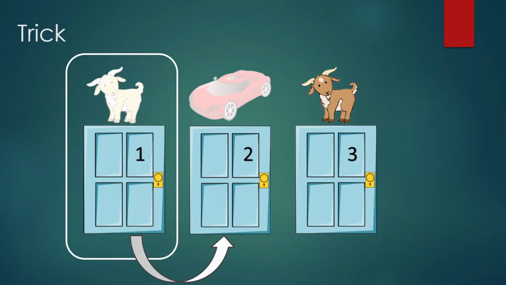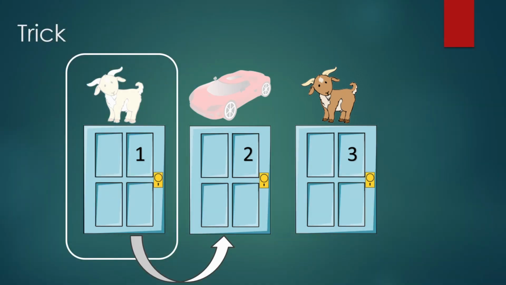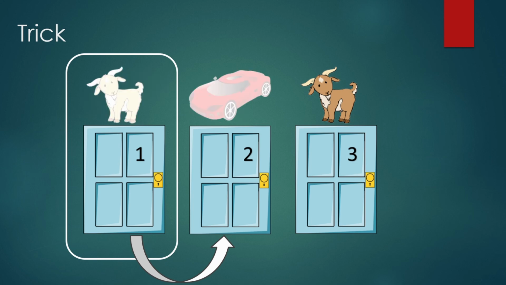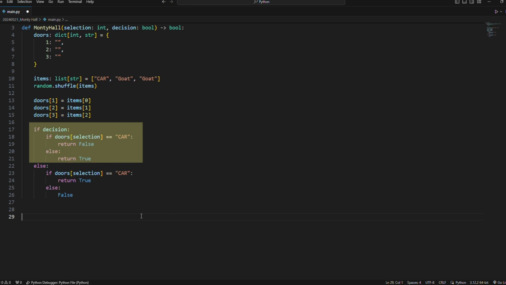Coming to the scenario where the contestant decides to switch to the remaining unopened door, we know that the door Monty opened has a goat, which means one of these doors also has a goat and the other one has a car. Here we can deduce that if the contestant had originally chosen the door with a goat, upon switching he's going to win the car. And if the contestant had chosen the door with a car, upon switching he is going to settle with the goat. So we can write, if the door with user selection is equal to the car, return false, meaning the contestant loses, else return true, the contestant wins.